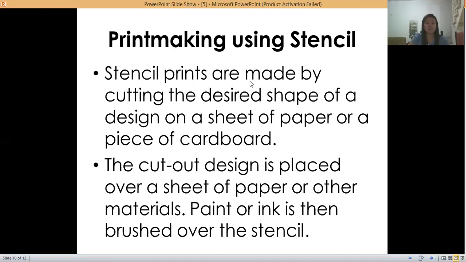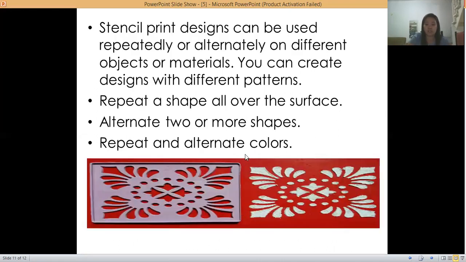Stencil prints are made by cutting the desired shape of a design on a sheet of paper or a piece of cardboard. The cut-out design is placed over a sheet of paper or other materials. You can use paint or ink and then brush over the stencil. For example, this is your design, then place it on the paper and paint it, and when you remove your design, this is the output.